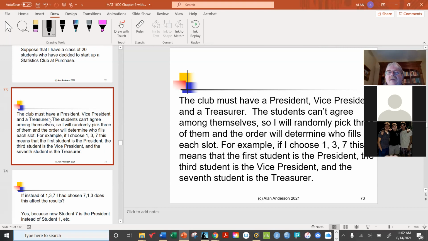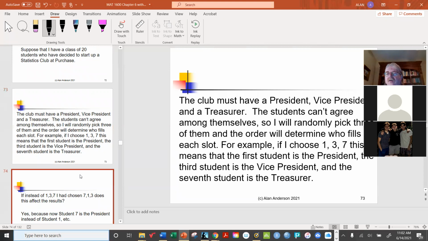Now, if I randomly pick 3 out of 20 students, look what happens this time. What if I pick students number 1, 3, and 7? That means student number 1 is the president, student number 3 is the vice president, and student number 7 is the treasurer, because I chose them in that order. But you notice what would have happened. Suppose I picked the same three numbers in a different order.